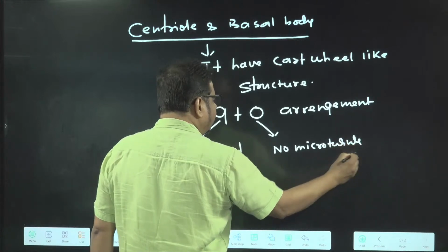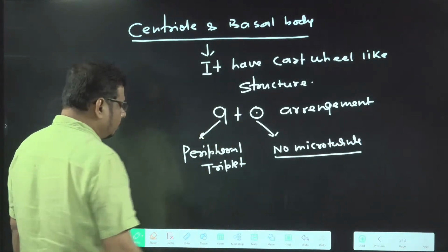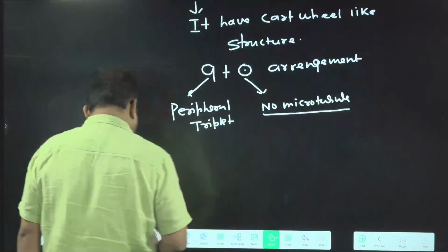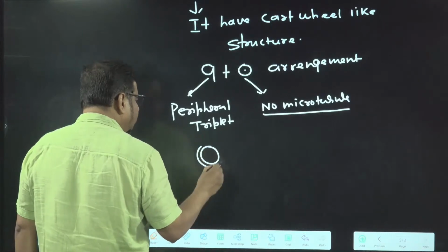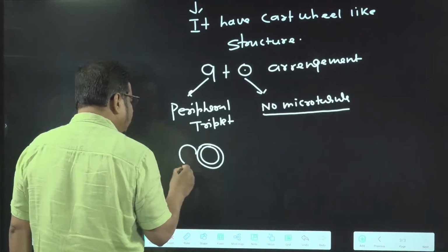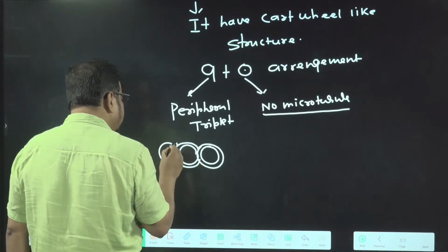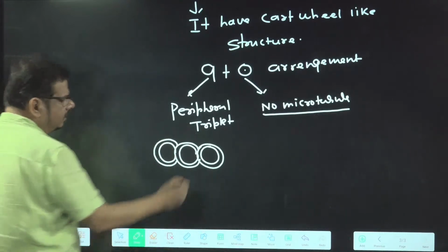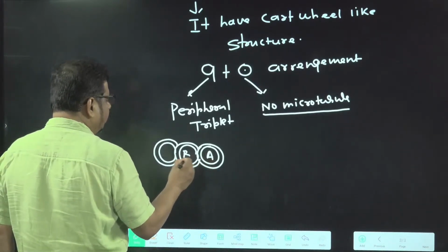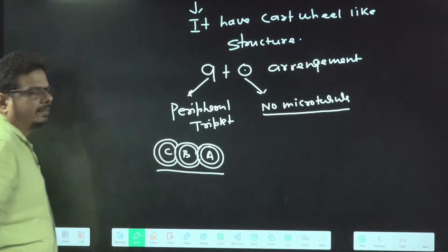So only peripheral microtubules are there; in the center no microtubule is there. So in the peripheral triplet, 3 microtubules are present like this. This is one microtubule. With one microtubule, a second microtubule is connected like this. With the second microtubule, a third microtubule is connected like this. This is A tubule, this is B tubule, this is C tubule. And this is called peripheral triplet.